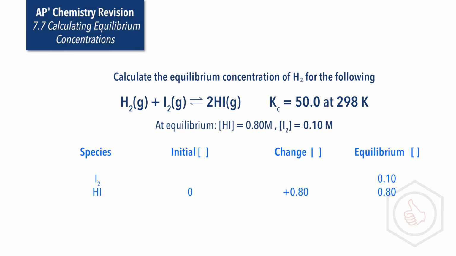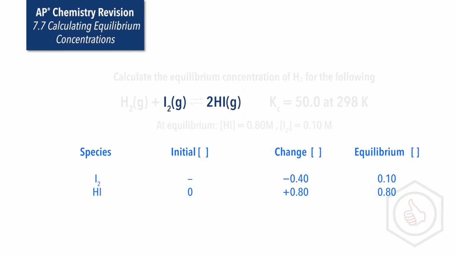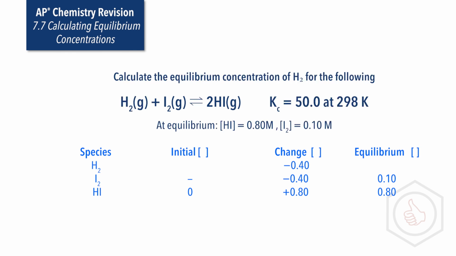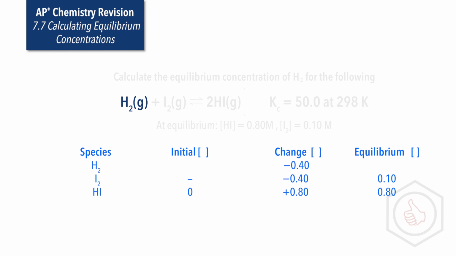Well, if HI increased by 0.8 molar, then the concentration of I2 must have decreased by 0.4 molar, because the ratio of I2 to HI is 1 to 2. So if the concentration of HI increases by 0.8, the concentration of I2 must decrease by 0.4. This means the initial concentration of H2 will have decreased by 0.4 molar as well, because the ratio of H2 to I2 is 1 to 1. Now we have equilibrium concentrations in our table.